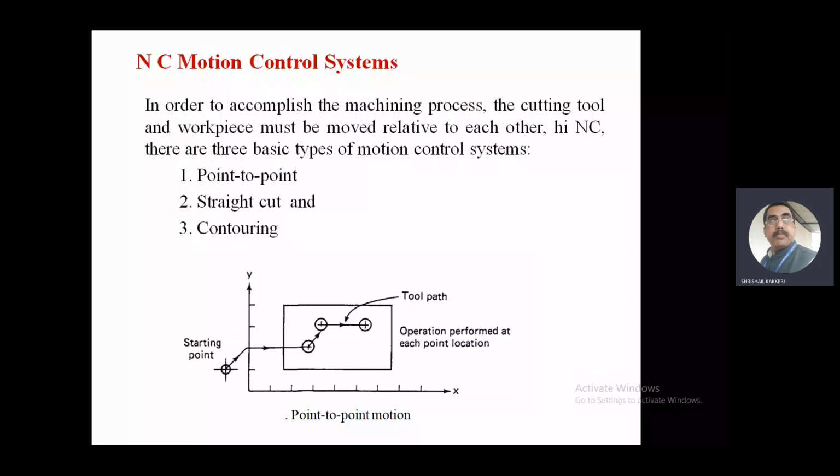And the application, with a suitable example, explain the different motions of the NC or NC motion. The first one is PTP, which is used for multiple drilling operations. And the next one is a straight cut.